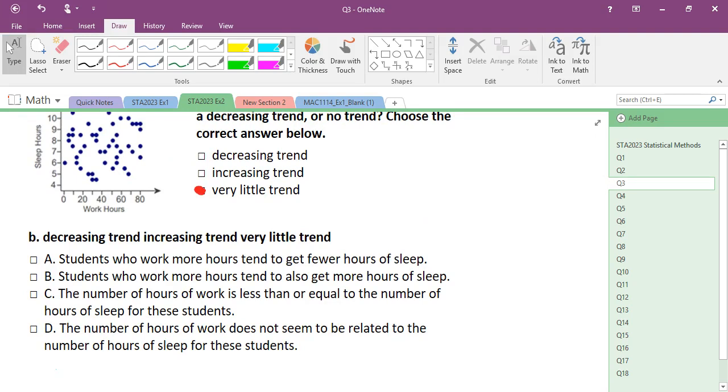So, A says students who work more hours tend to get fewer hours of sleep. Students who work more hours tend to get more hours of sleep. The number of hours of work is less than or equal to the number of hours of sleep for these students. The number of hours of work does not seem to be related to the number of hours of sleep. So we said there's very little trend. So which one of these represents that very little trend? That's right, they're not related. D. If there is no trend, then that means there does not seem to be a relationship between them. Perfect. Absolutely.